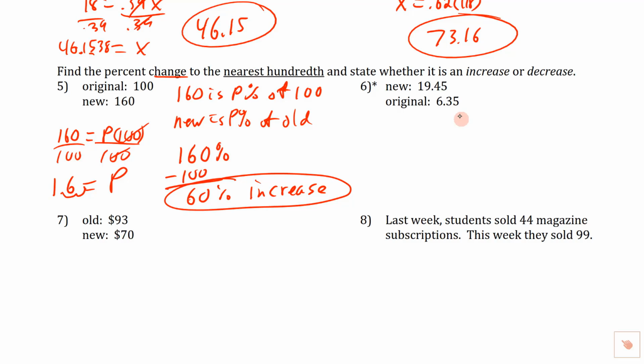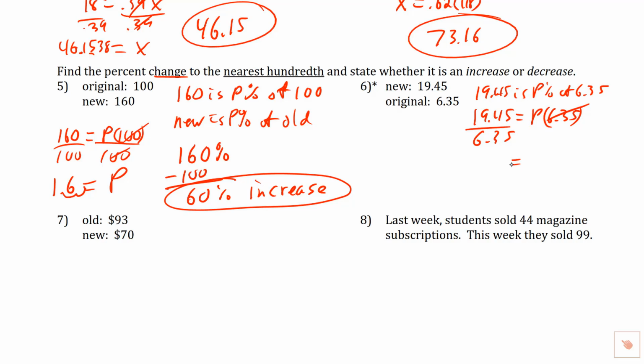All right, on this one right here, we've got to make sure that we put these in the right order. So remember, the new one is some percent of the old one. All right, so here we go. The new one, so that's the 19.45. 19.45 is some percent of the old one. The original one is 6.35. So 19.45 equals P times 6.35. So we're going to divide by 6.35.